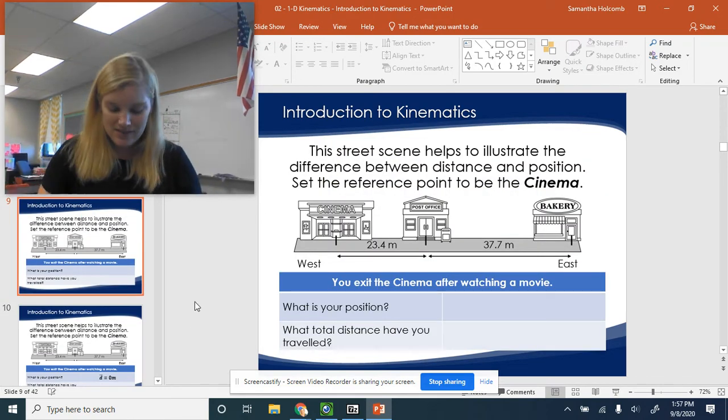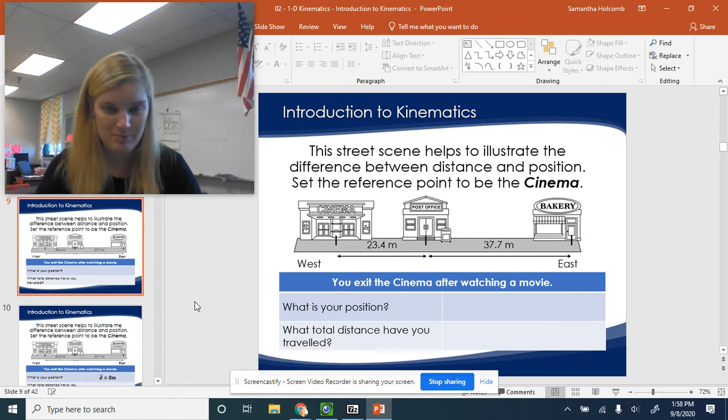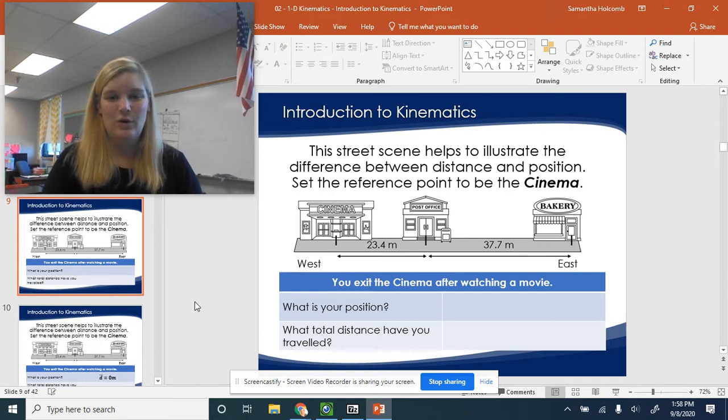So now we're going to look at this street scene, and this is in your packet. It's going to help us put all these ideas together between position and displacement. So we are using the reference point for these examples as the cinema. Fancy, remember we're wearing our top hats. So we are using the cinema as our landmark or reference point.